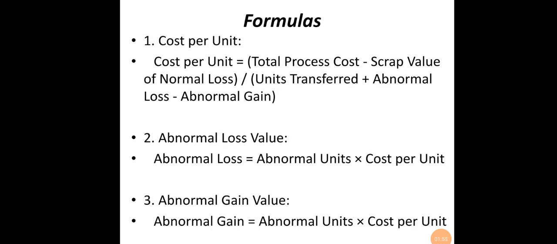And the formulas. First of all is cost per unit. Cost per unit is equal to the total process cost minus the scrap value of normal loss, divided by units transferred plus abnormal loss minus abnormal gain. The cost per unit defines the cost of a single unit, so to find that we use this formula. Second one is abnormal loss value. Abnormal loss is equal to abnormal units into cost per unit. Then the abnormal gain is equal to abnormal units into cost per unit.